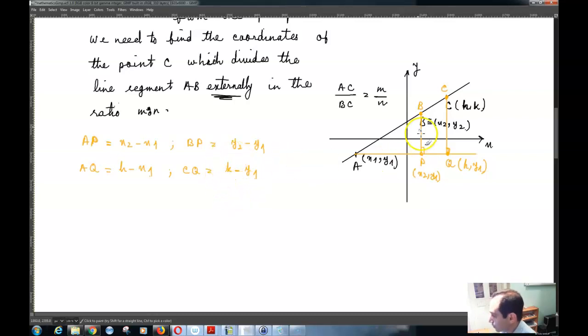So, since these two triangles, basically, triangle APB, this triangle over here, is similar to triangle AQC, you can write AP to AQ is equal to AB to AC, is equal to BP to CQ. So you can call this equation number 1.